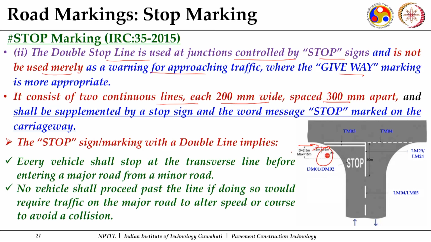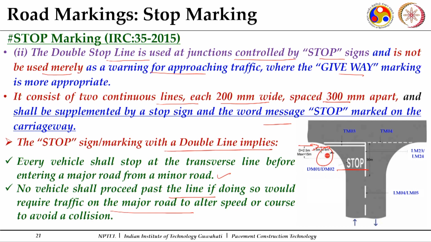It should be a stop sign, and the word message STOP, which you can see is again on the carriageway. So the stop sign marking with a double line implies that a stop message is there along with the double stop line. What it implies is that every vehicle shall stop at the transverse line before entering a major road from a minor road. Every vehicle, that means compulsorily every vehicle, should stop, and they should not proceed past the line if doing so would require any traffic on the major road to alter its speed. That should not happen.